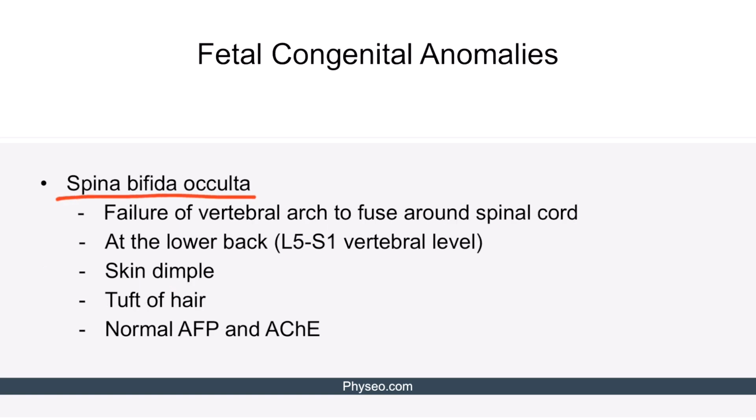Now, spina bifida occulta is caused by failure of the vertebral arch to fuse around the spinal cord. And this defect is usually at the lower back, so specifically at the L5 to S1 vertebral level. And at that location, there might be a skin dimple or a tuft of hair, and that would indicate spina bifida occulta. Now, in contrast to all of the other types of neural tube defects, spina bifida occulta is characterized by a normal alpha fetal protein, so a normal AFP. And there's also normal acetylcholinesterase. In other words, in the amniotic fluid, you won't have any signals via abnormal AFP or acetylcholinesterase levels that would indicate that there's a neural tube defect.